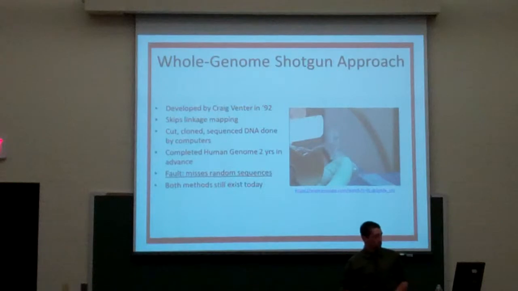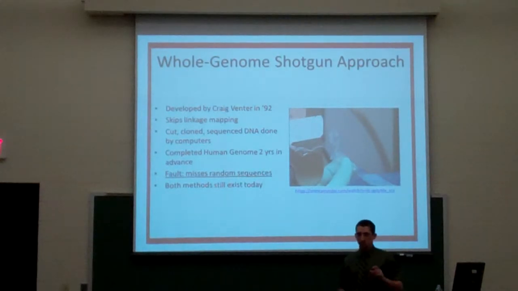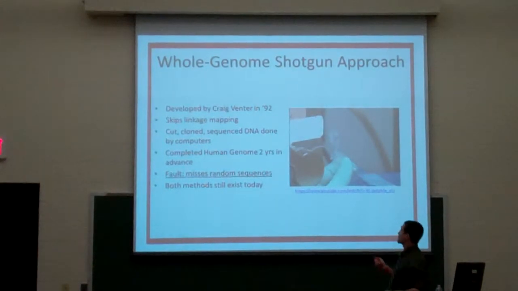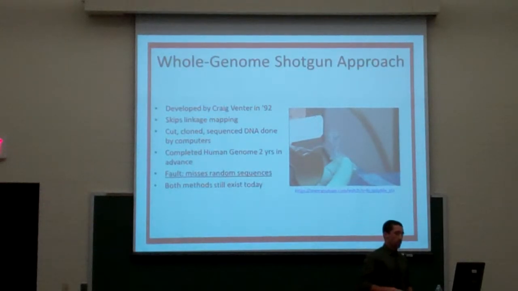The whole genome shotgun approach is a faster method. It was developed by Craig Venter in 1992, and it skips the whole process of linkage mapping, which was what was done in the test tubes with the 4 different fluorescent indicators. It's cut, cloned, and sequenced completely by computers. You can see in this picture, this test tube includes the full DNA strand, and it's inserted into the computer, and it's sent through the system at a speed which breaks up the DNA sequence randomly. So there's no particular spot where it breaks. The speed just breaks it into random pieces.